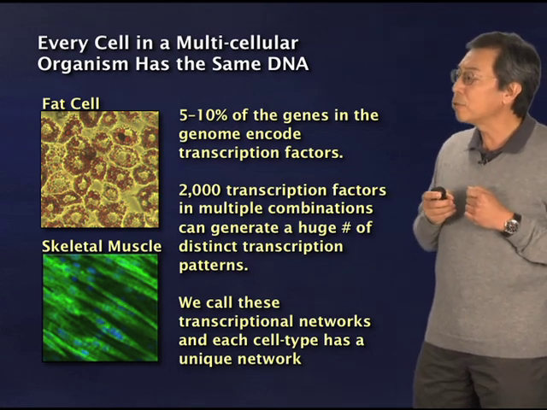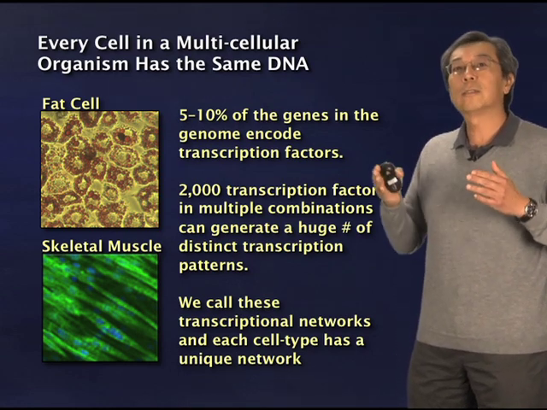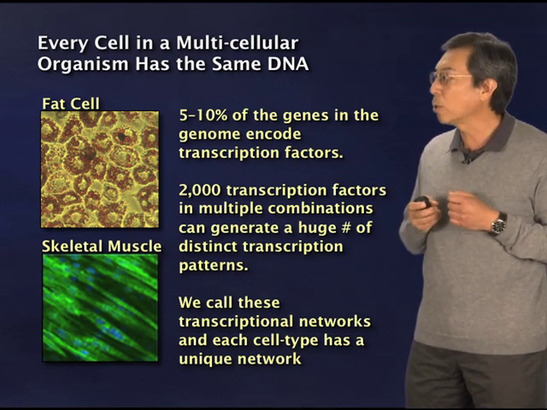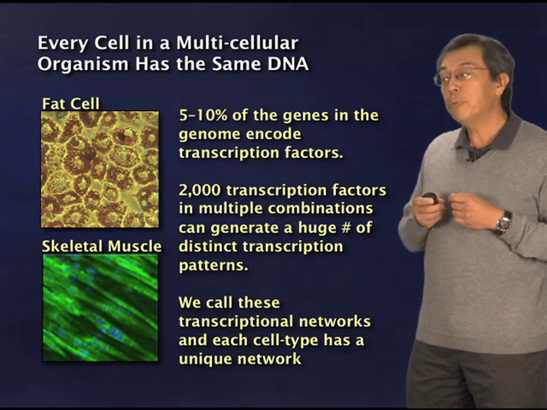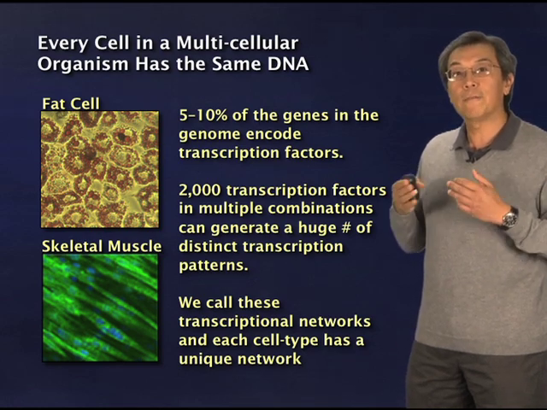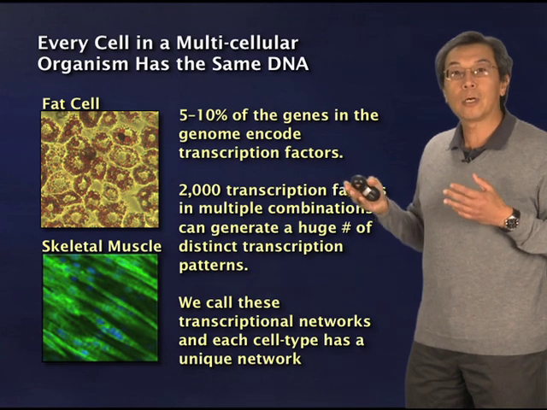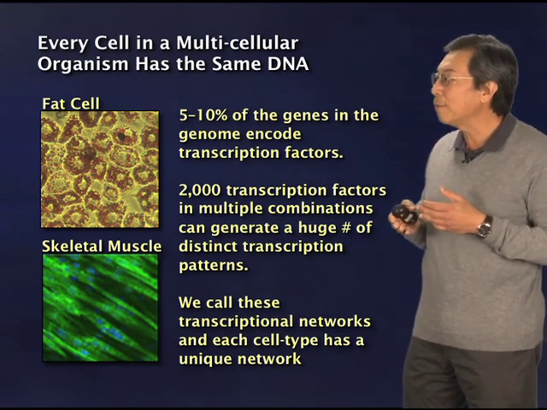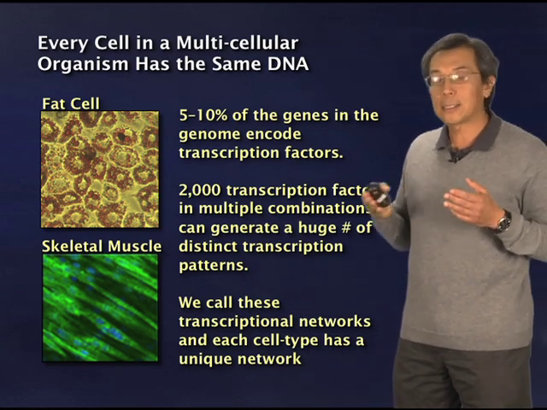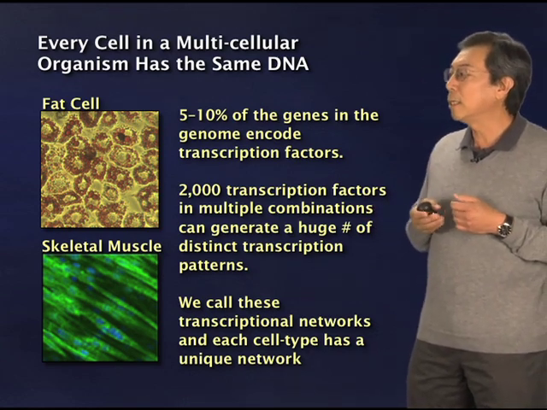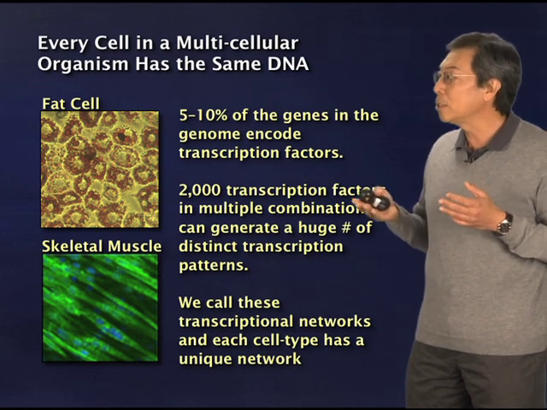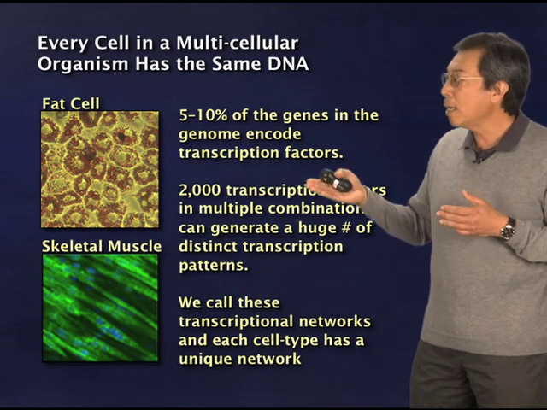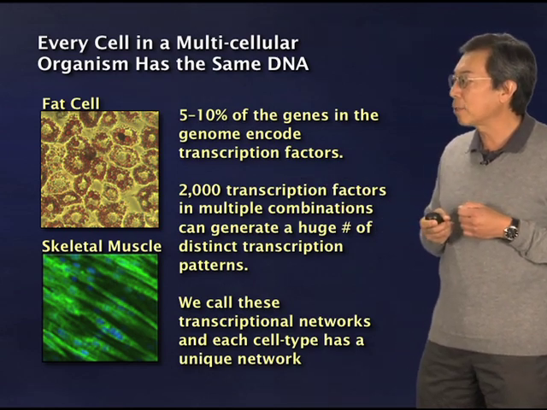Another set of interesting points to make is that of the 20 to 30,000 genes that a typical metazoan organism encodes, a pretty big chunk of it is devoted to the very machinery that I'm talking about. In other words, the transcription factor. So roughly somewhere between 5 and 10% of the entire coding capacity of genes in a genome is devoted to encoding transcription factors. So this is clearly a very important class of molecules. So that means there's several thousand transcription factors.